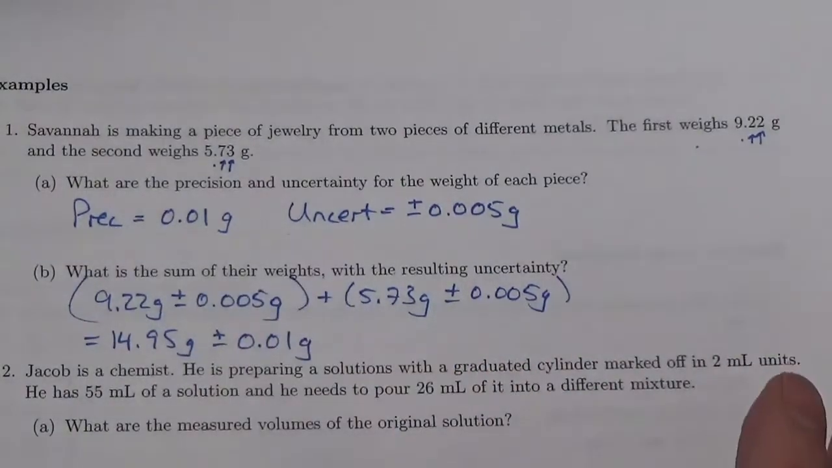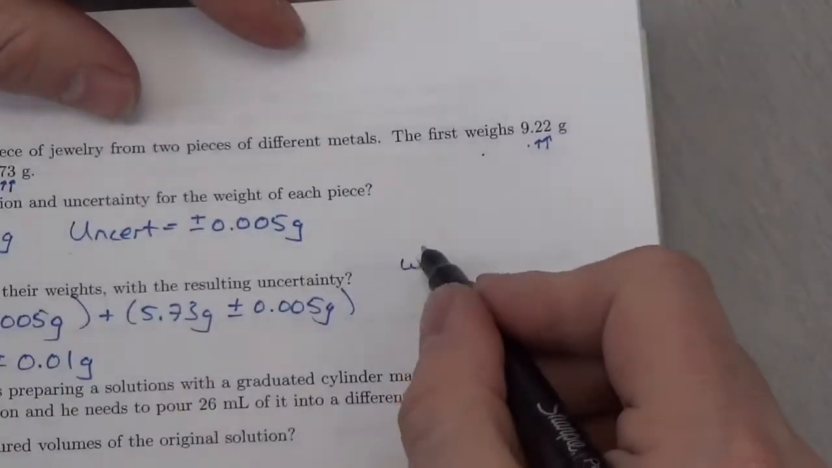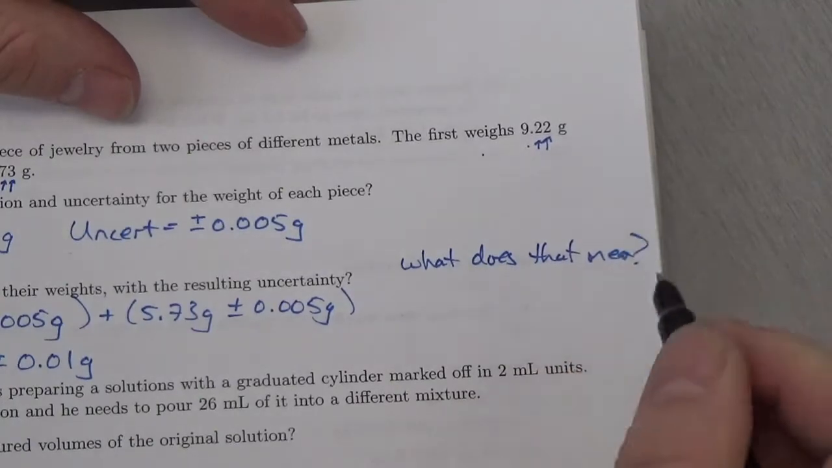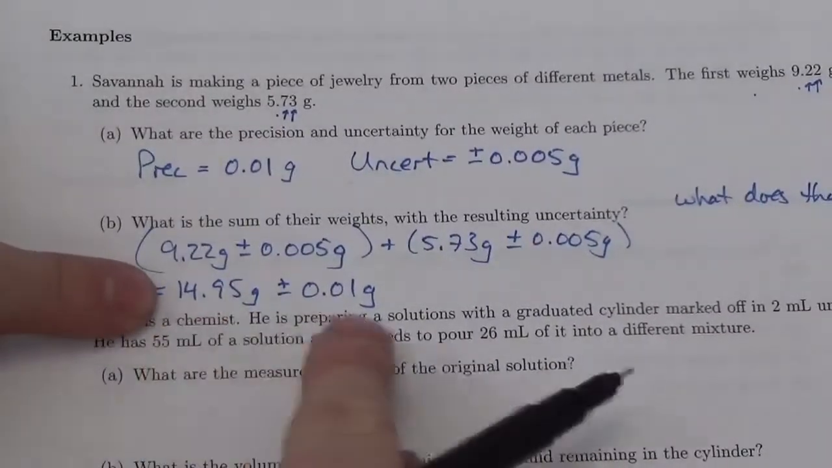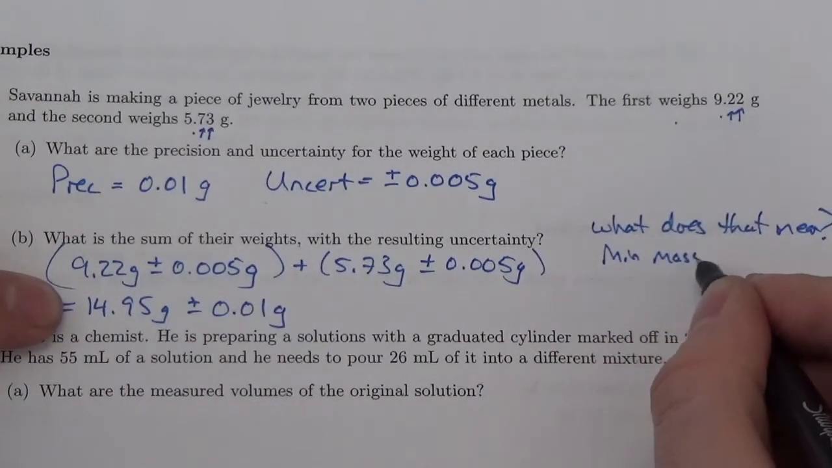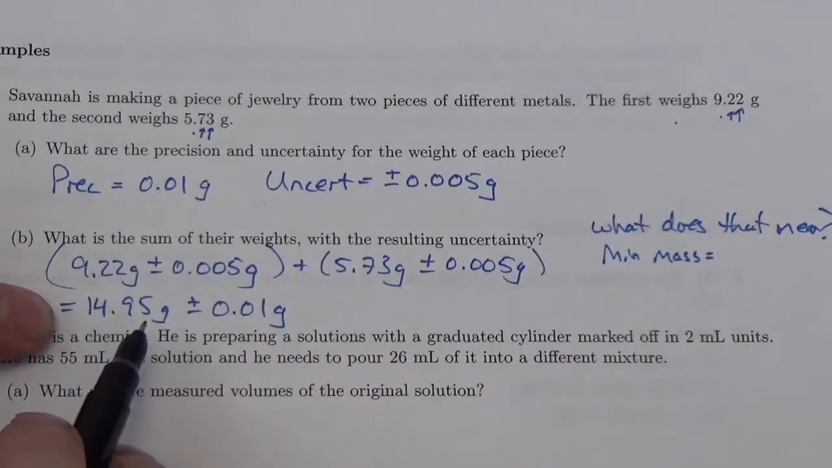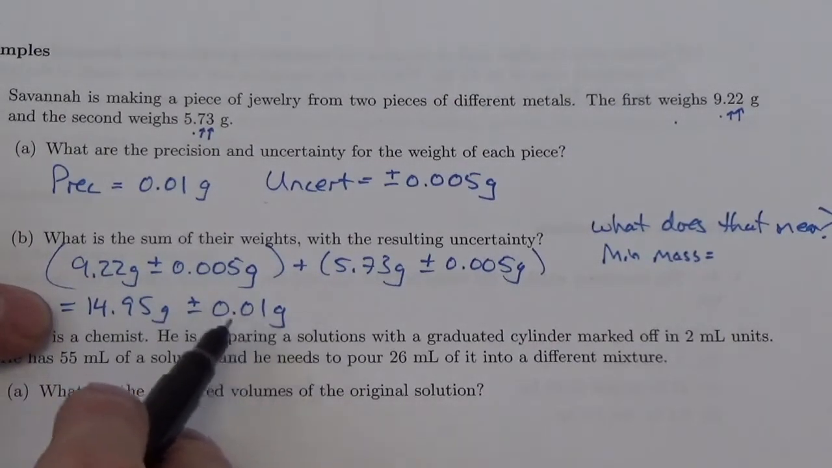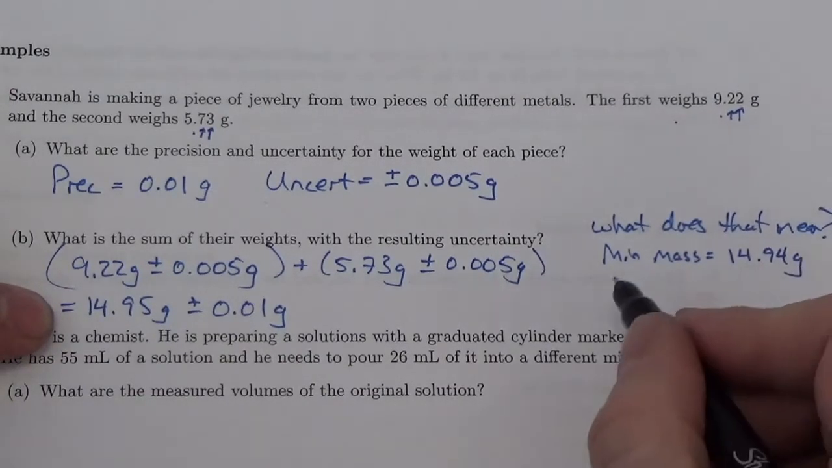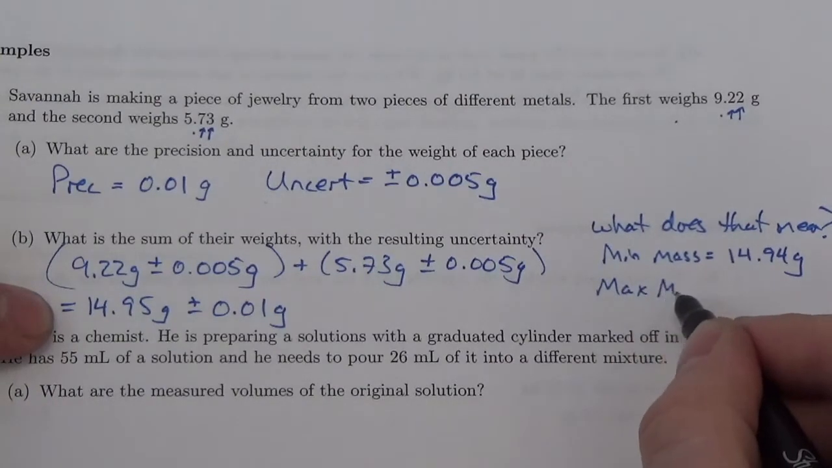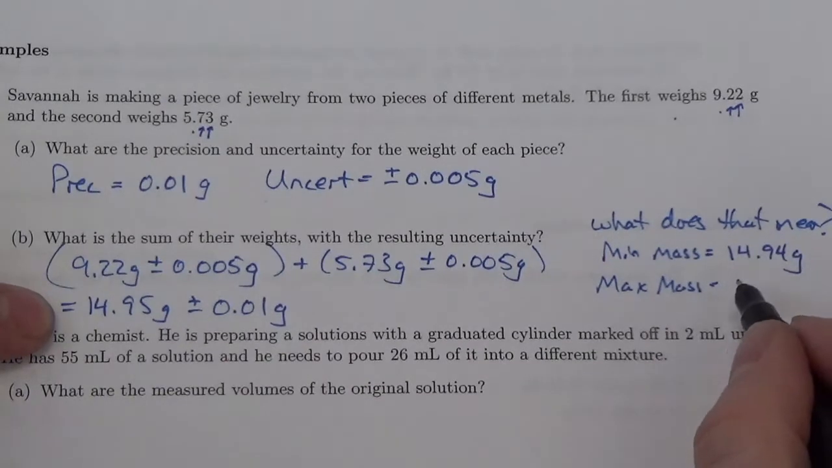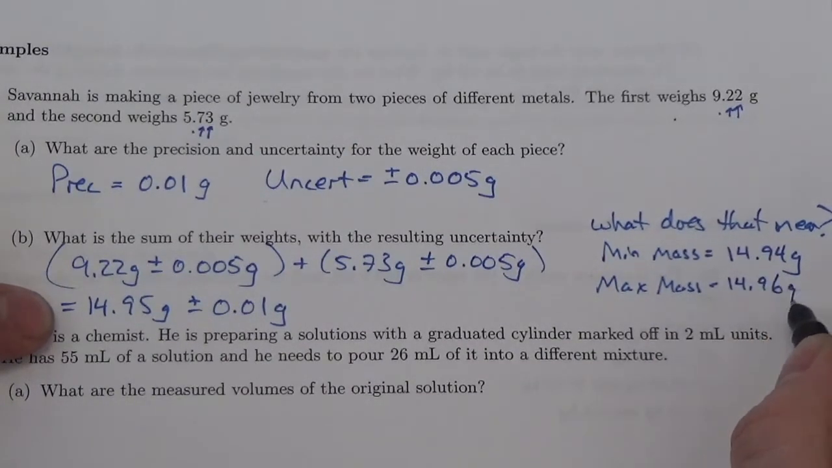Now, just to take a moment to explain what that means. Well, it means after I've put them together, everybody, the absolute minimum mass that these two together would be the 14.95 grams minus that hundredth of a gram. So it would be 14.94 grams. And the absolute maximum mass that we could get here would be this number plus this one right here. So 14.96 grams.